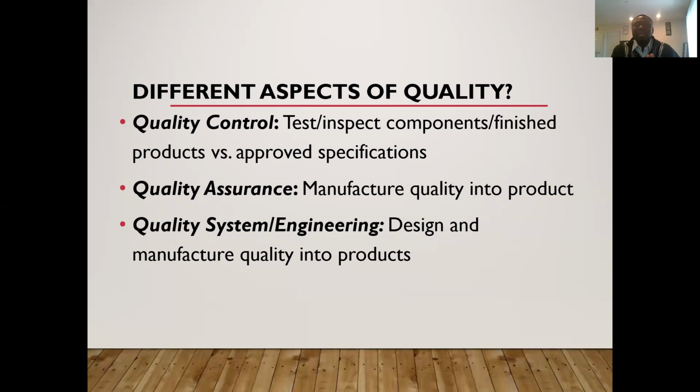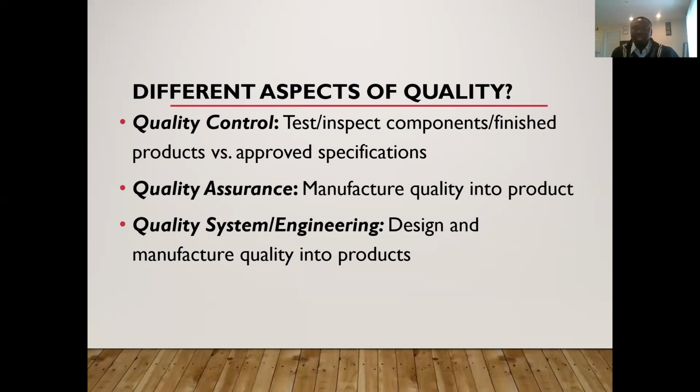Quality assurance makes sure that everything being produced on the manufacturing floor is meeting the standard. So quality assurance is mostly on the manufacturing floor. And then also quality system and quality engineering. This aspect is from design through to manufacturing, through to finishing and commercialization of the product.